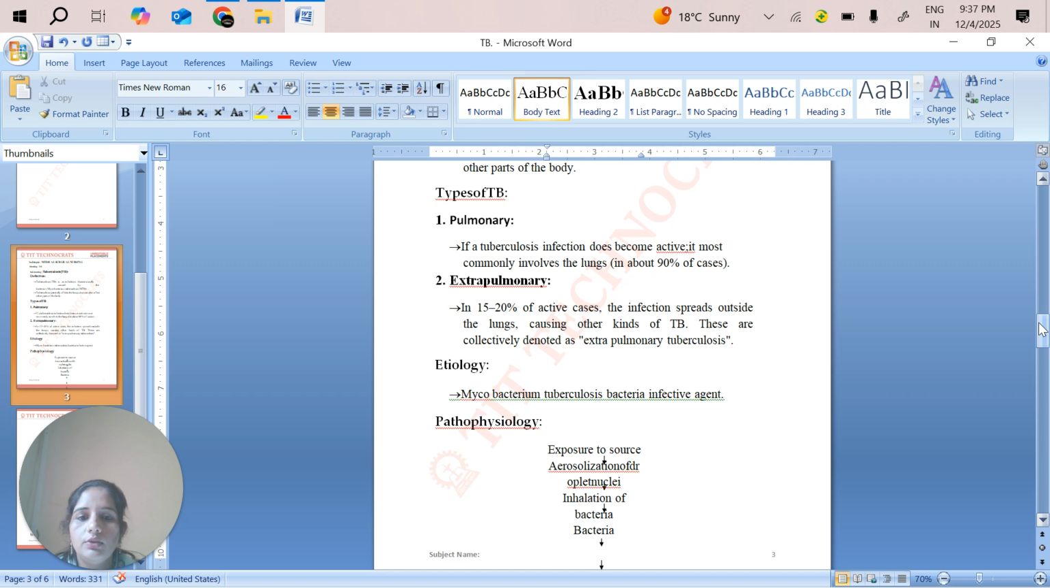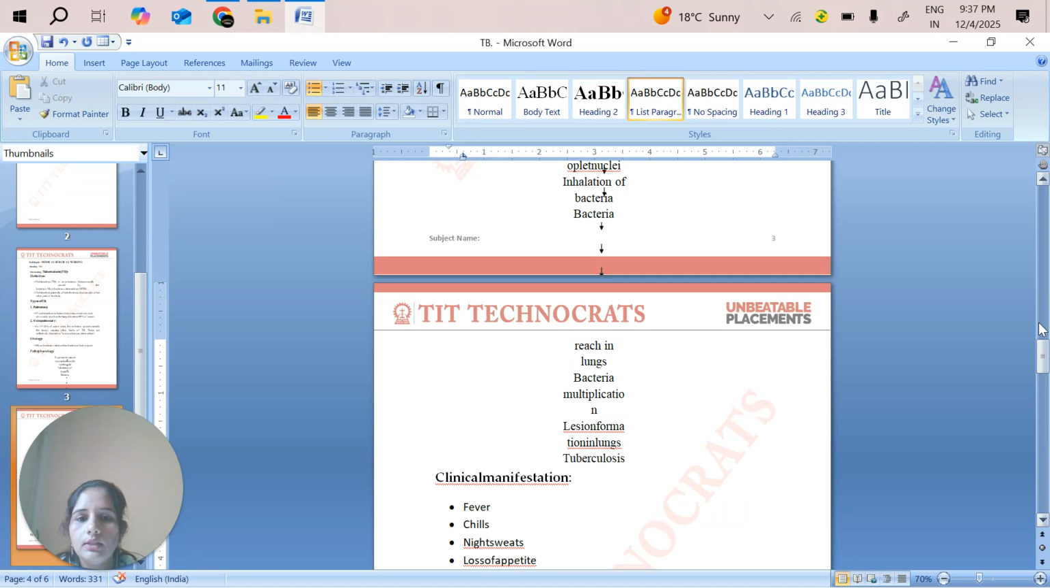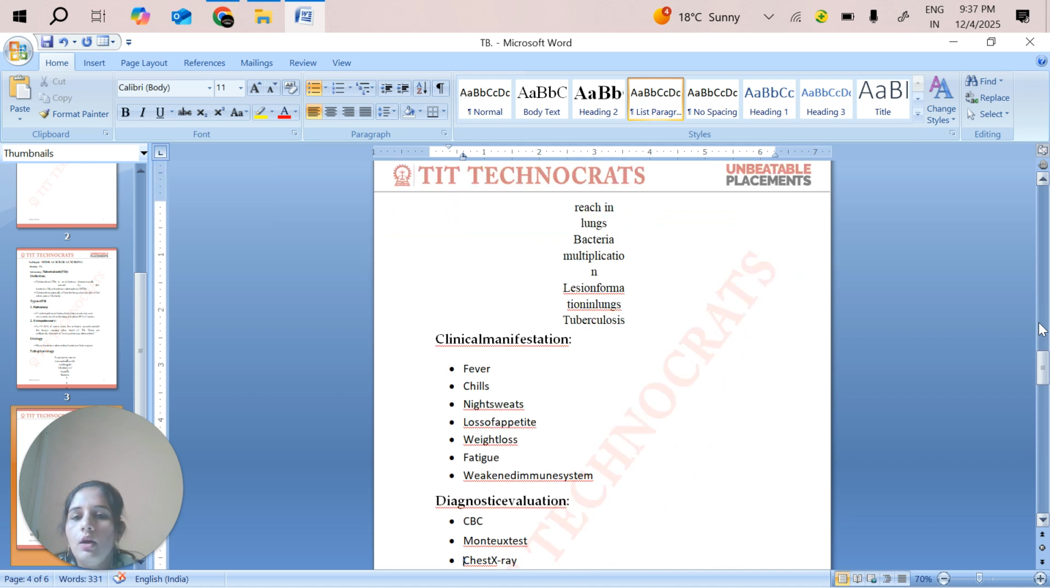Then pathophysiology. First, infection enters the human body through exposure to the source. Aerosolization and inhalation of the bacteria lead to it reaching the lungs, bacterial multiplication and inflammation, which is caused by the tuberculosis.